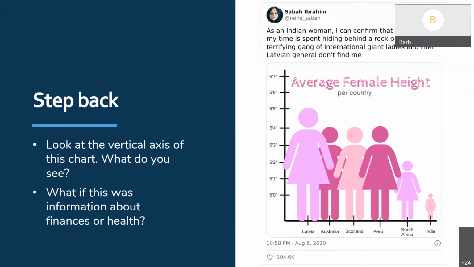And now think about if this was financial information, if this was stock prices, or if this was health information, education information. It's really easy to make a chart look how you want it to look. It's important to look at the labels, look at what those numbers actually are. And if it's hard to tell, that can be a warning sign.